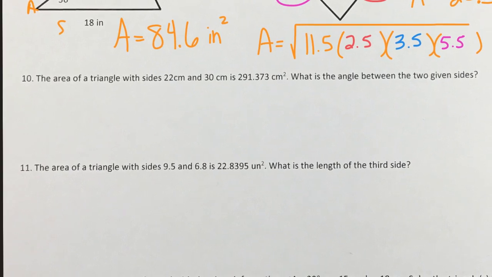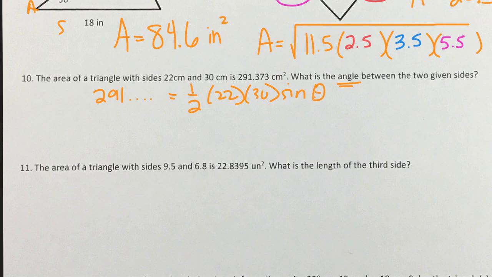The area of a triangle is 291. What's the angle between them? Okay, so we know area, 291, equals 1/2 of your sides times the sine of the angle in between them. We're going to solve this equation for theta. So a couple of steps. Step number 1, figure out all that multiplication. We can plug this all into a calculator, and we're talking about 330 here. 330 times the sine of theta equals 291.